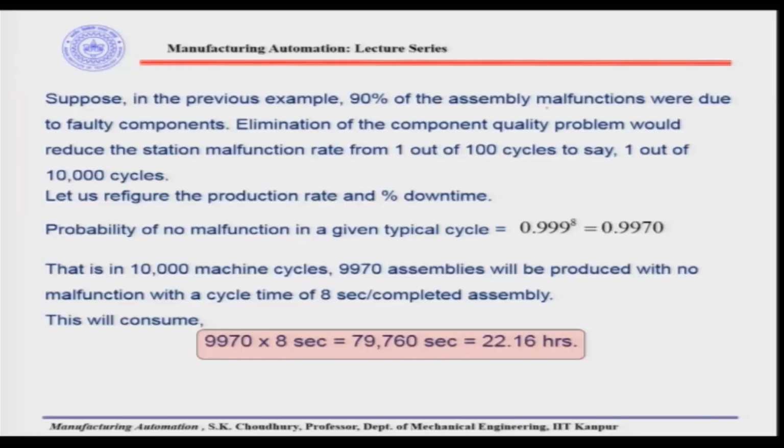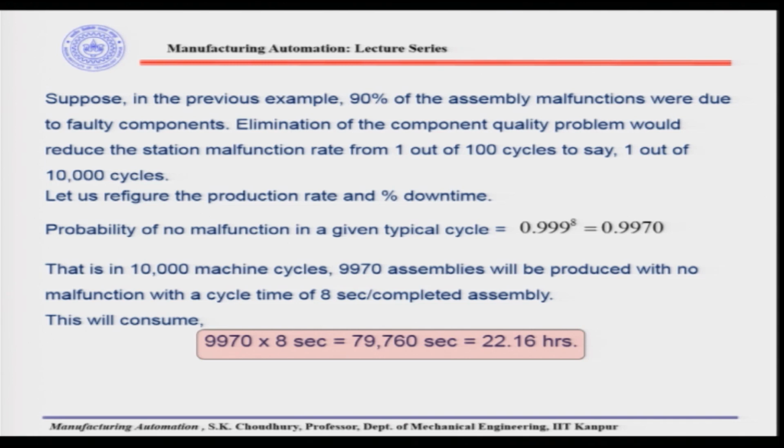Suppose in the previous example 90% of the assembly malfunctions were due to faulty components, where the tolerances may be wrong, or the length or the diameter is not proper, and so on. Elimination of the component quality problem would reduce the station malfunction rate, let us say from 1 out of 100 cycles to say 1 out of 10,000 cycles. Suppose in ideal condition, we have improved the product quality, in the sense the parts quality, which will go to the assembly.